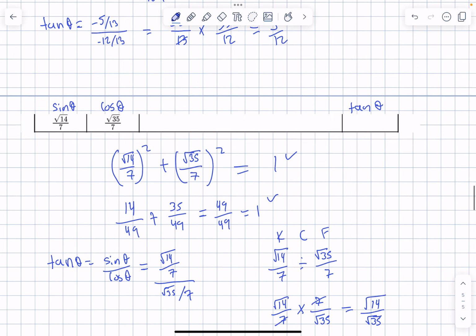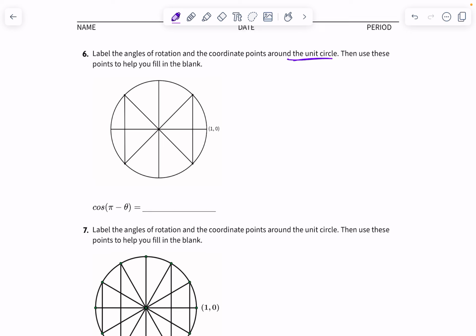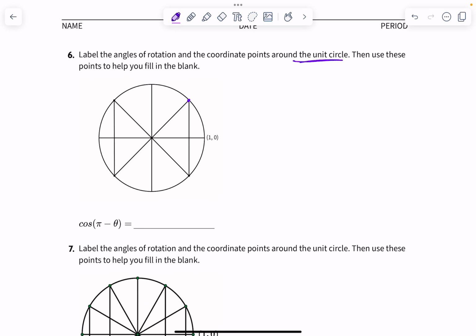Okay, so let's jump over to question 6. Label the angles of rotation and the coordinate points around the unit circle. So this is a circle. Then use the points to help you fill in the blank. So we want to fill in these points. This is a unit circle, and I'm assuming we're a little familiar with the unit circle.